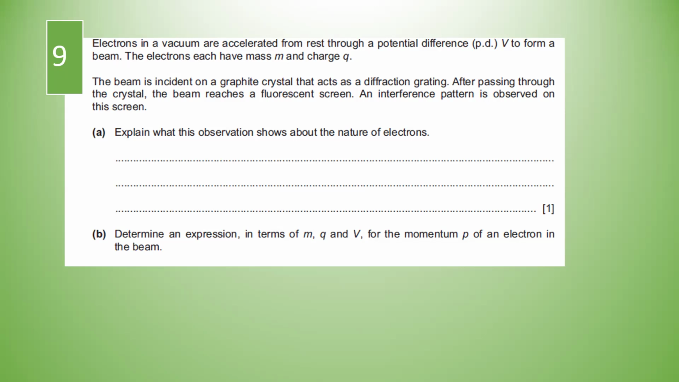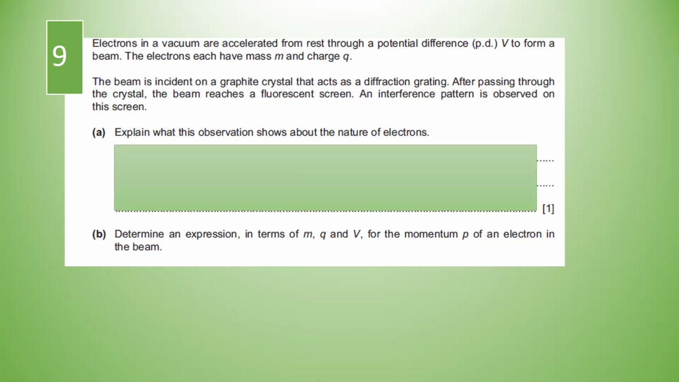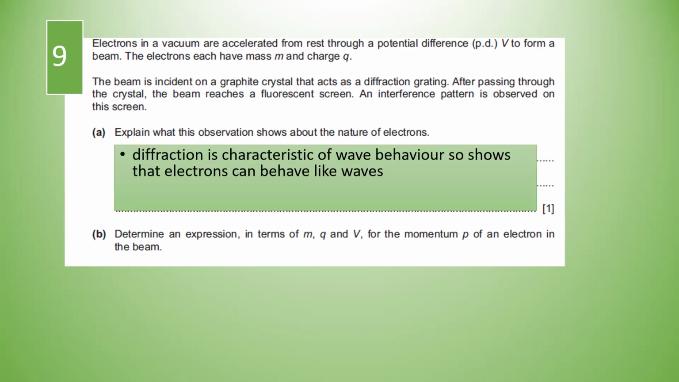Diffraction is a characteristic of a wave. Electrons can behave like waves, basically. Diffraction is characteristic of wave behavior. So this shows that electrons can behave like waves.